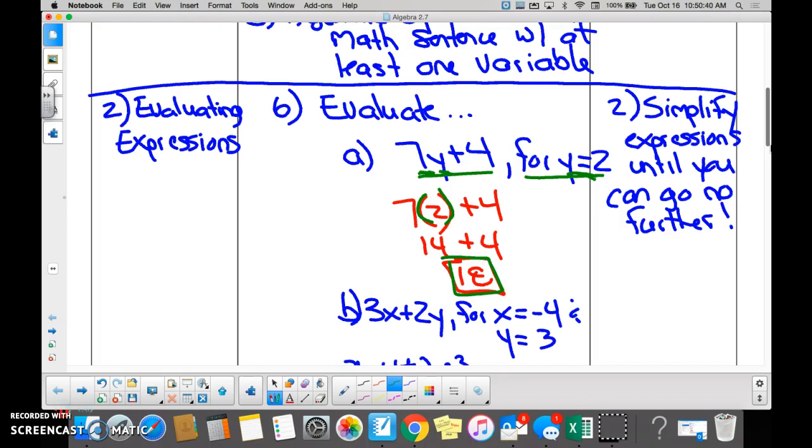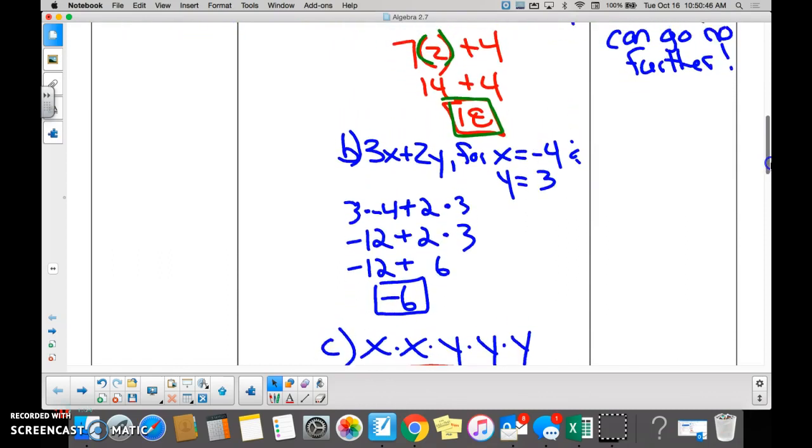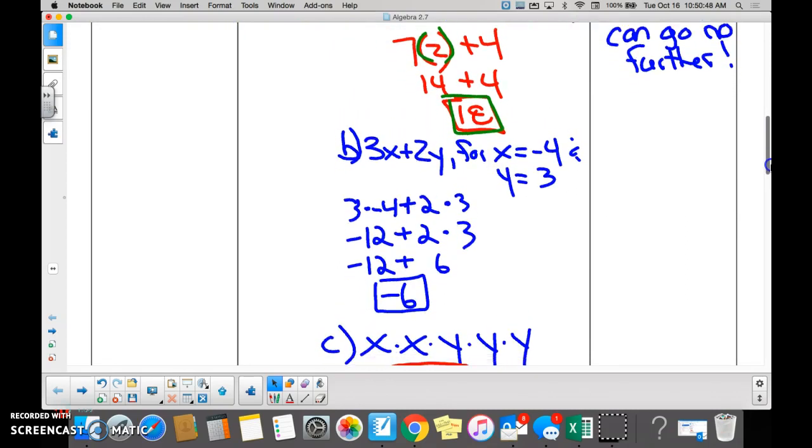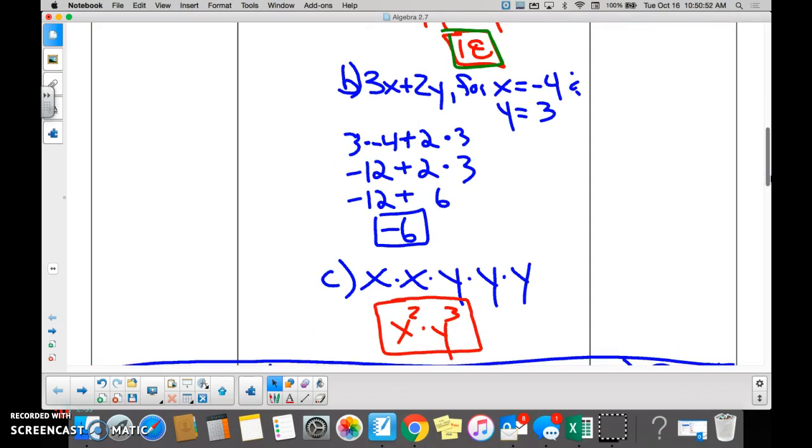We went down to letter B, we did the same thing, but this time instead of having 1 variable, I gave you 2 variables. And you went ahead and solved for that. And C, this one was a bit of a struggle for us. I gave you simply x times x times y times y times y. You simplified that as far as you could. Instead of writing it in long form, we combined our x's into x squared. We combined our y's into y cubed.